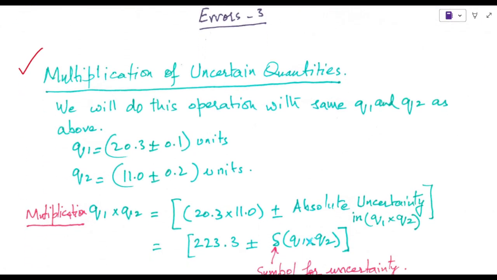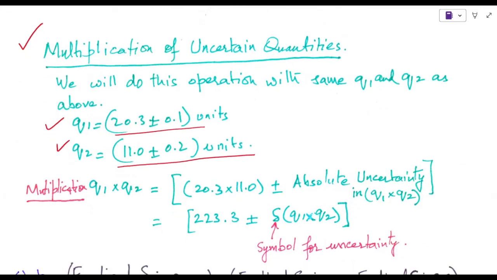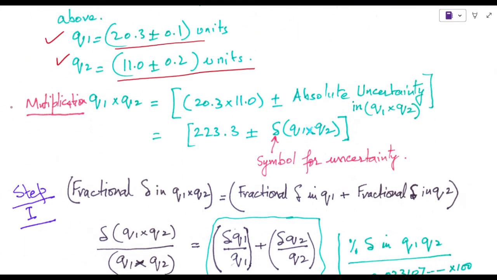Again, same Q1 and Q2 has been taken by me. Q1 is equal to 20.3 plus minus 0.1 and Q2 is equal to 11.0 plus minus 0.2. So for multiplication, first of all, we multiply the quantities. When Q1 and Q2 are multiplied, that means 20.3 is multiplied with 11 and we get an answer of 223.3.